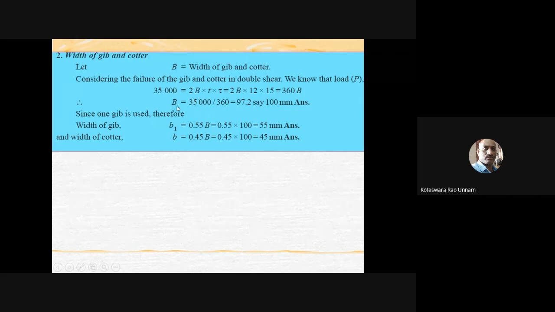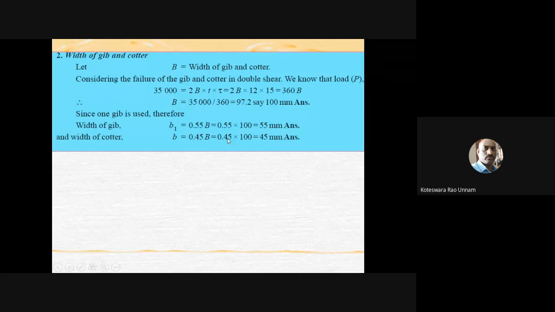Once you have this B value, then depending upon the number of jibs used in the joint, whether it is a single jib or two jibs, you need to find out the individual width of the jib as well as the cotter. In this particular problem, only a single jib is given. Then the empirical relation for the width of the jib is 0.55 times capital B, which is 55 mm, and the width of the cotter is going to be 0.45 capital B, which is 45 mm.